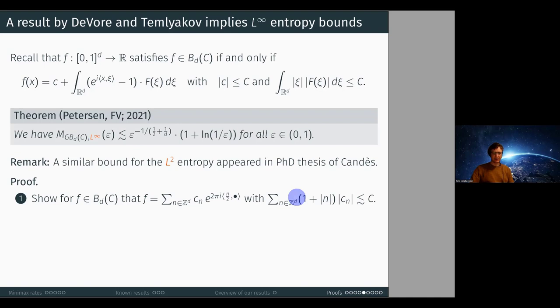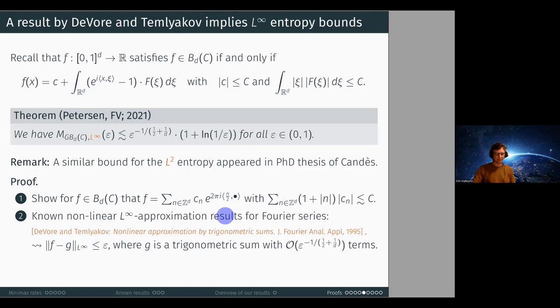But then we hit the roadblock: okay, we know now that f can be expressed as such a nice Fourier series with very nicely decaying coefficients, but we couldn't deduce from that that you can approximate the function well in L infinity using a truncated Fourier series. And it's also not true, I think, that if you just truncate to the first terms or to the largest terms that this works, but in a very nice paper by Devore and Temlyakov, they showed that you can get nonlinear approximation bounds for such Fourier series. And by invoking these results, what you get is that you can approximate such a function by g, where g is a linear combination of only epsilon to the minus 1 over (1 half plus 1 over d) terms, and you can then get L infinity approximation error at most epsilon.